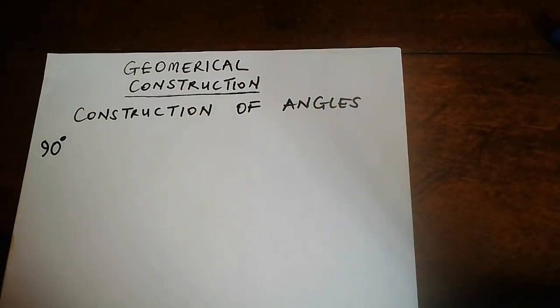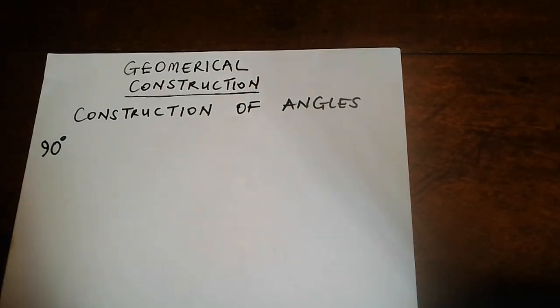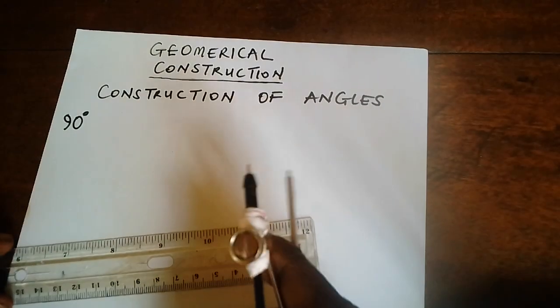We'll be starting on geometrical construction. So we want to start by construction of angles. When you are doing geometrical construction, there are some angles that you can construct. Though we use a protractor in drawing angles, in mathematics, whenever there are certain angles, we are expected to use our compass and ruler to construct.